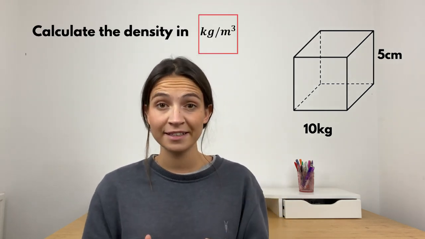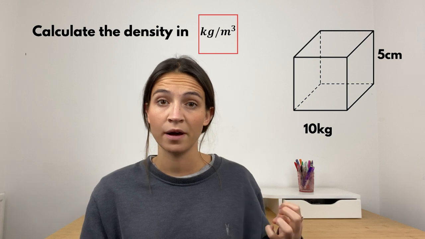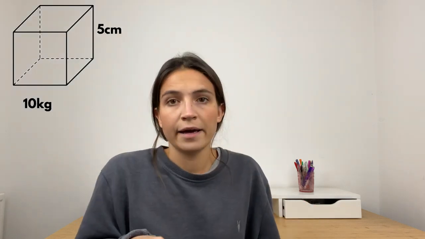I have an object. It is a cube. The length of the sides of the cube are 5 centimetres. The cube has a mass of 10 kilograms. Calculate the density of the cube in kilograms per metre cubed. Okay, so we know in order to find my density, I'm going to need my mass and I'm going to need my volume. But what units do I need my mass and volume to be in?